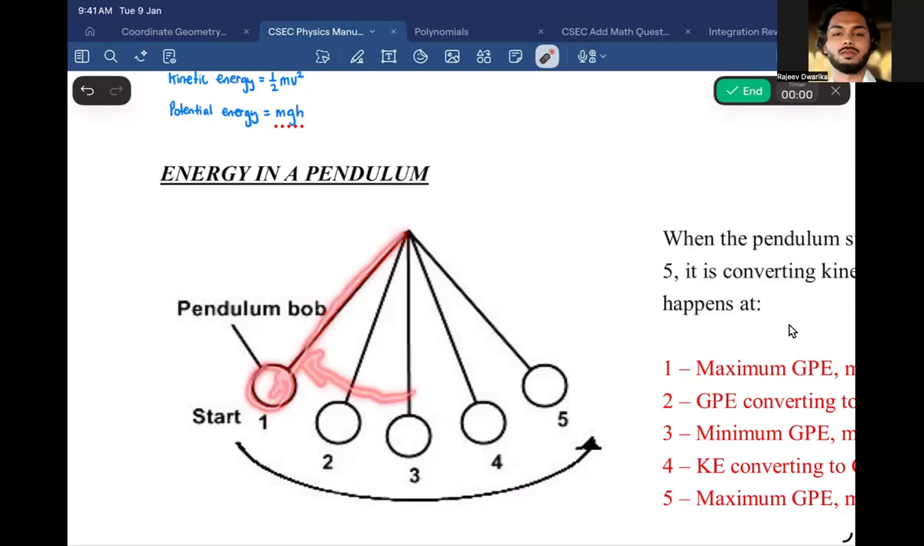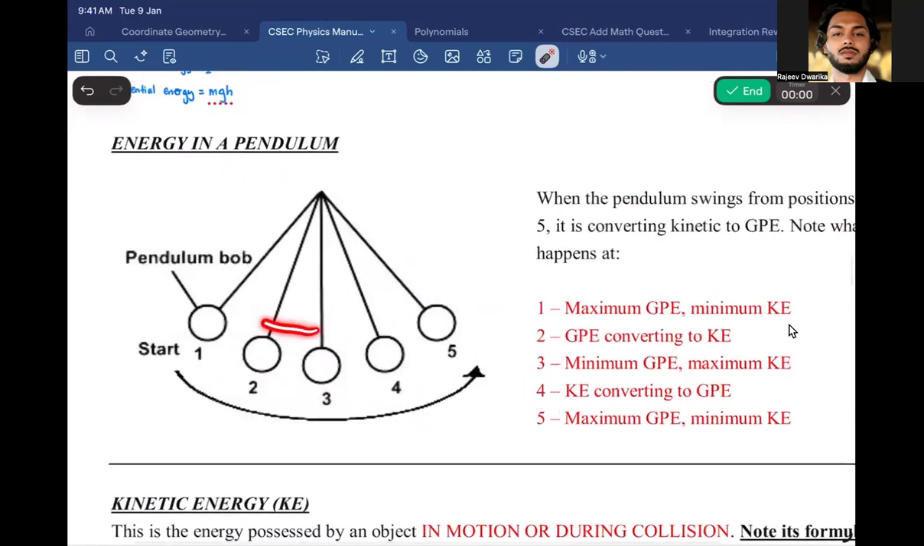Nice. So let's look at the changes here. When you pull it forward and put it at position 1, it's going to have the maximum gravitational potential energy, but the minimum kinetic energy because you have not released it yet. At part 2, the gravitational potential energy is being converted to kinetic energy. At 3, we have the minimum gravitational potential energy and maximum kinetic energy.